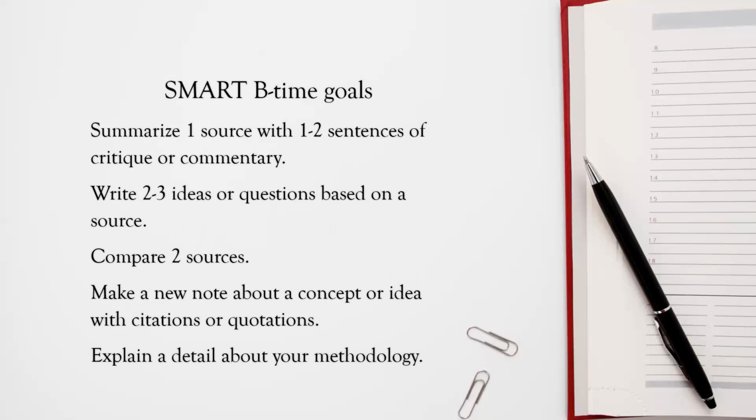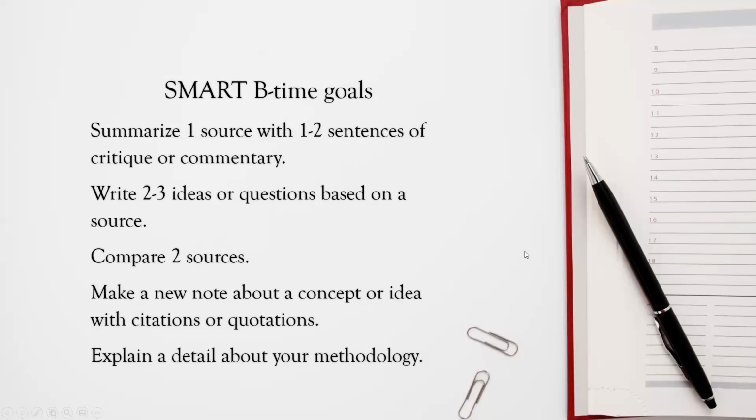Good B-time tasks that will result in usable text for your draft might include briefly summarizing a source, but including a sentence or two of critique or commentary; writing 2 to 3 ideas or questions based on a source; comparing 2 sources; making a new note about a concept or idea and adding some citations or quotations that pertain to it; or writing a short explanation of some piece of data or a detail about your methodology that you know you will need to describe in your draft.